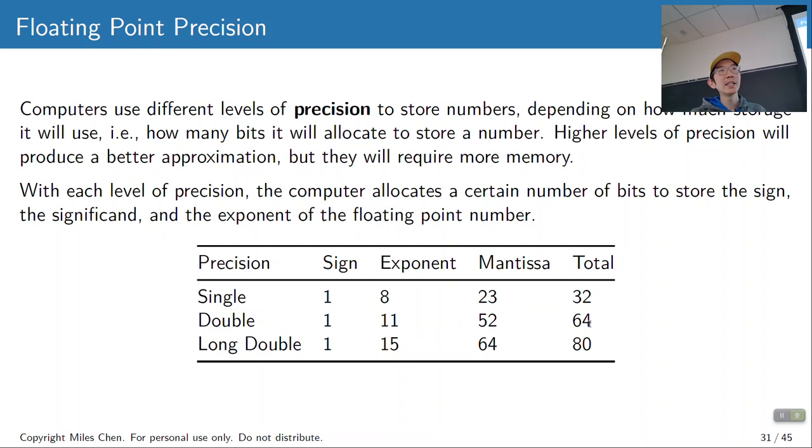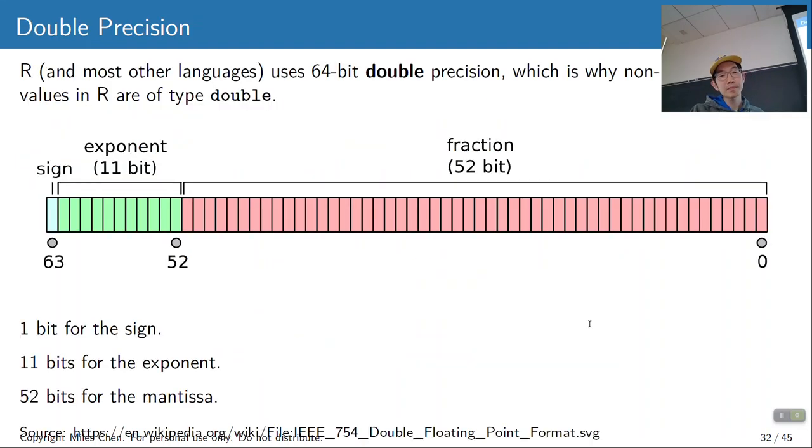But basically, on R, all of your decimal values are double precision floating point, which is why you get type double, and that's all of our floating points. R doesn't even have a single floating point. If you were using a different computer language like C, you can specify single floating point precision and stuff like that. So double floating point uses 64 bits.